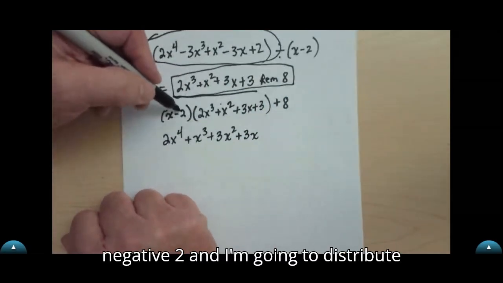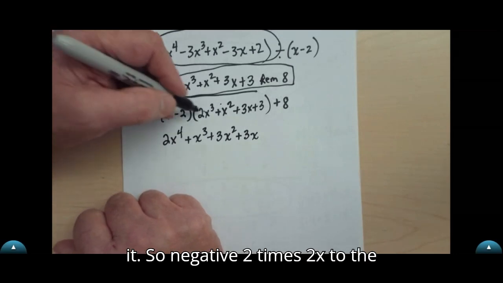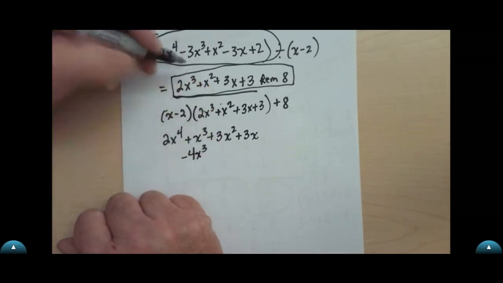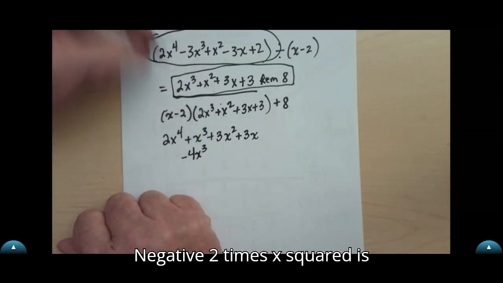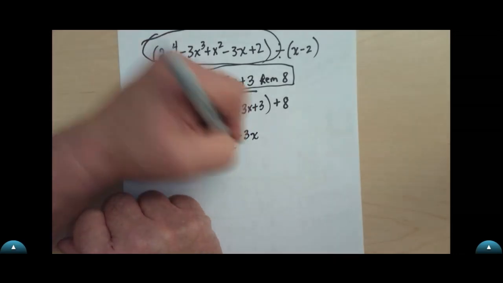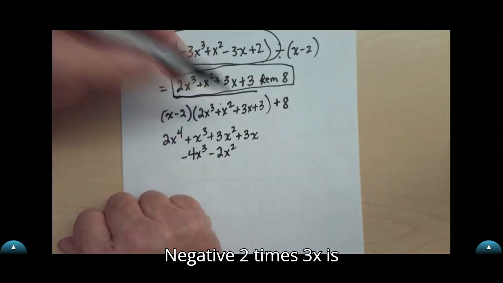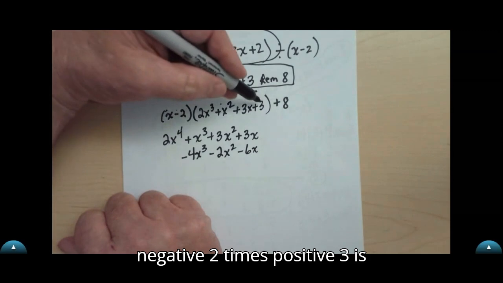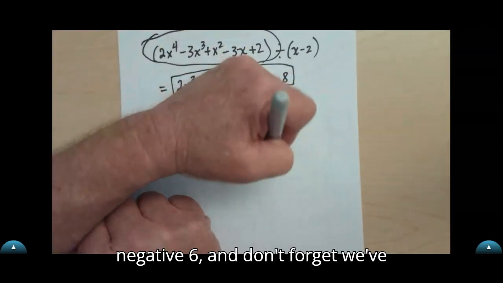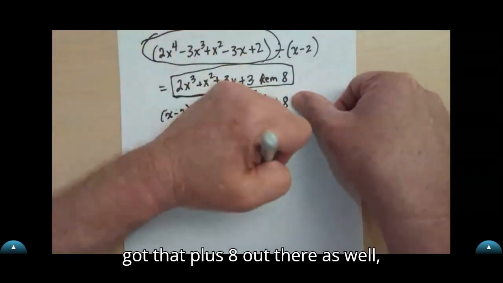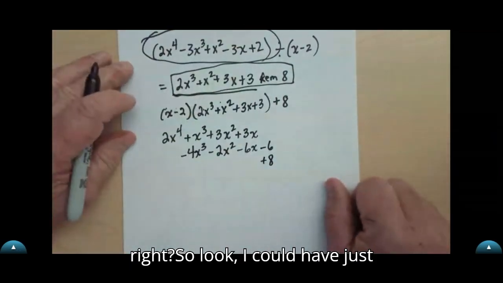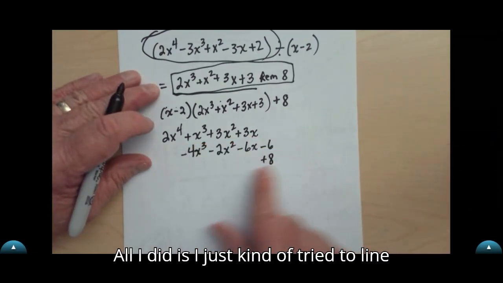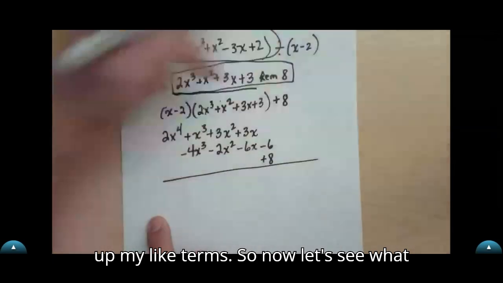Now I'm going to move over to this -2 and distribute it. -2 times 2x to the third is -4x to the third. -2 times x squared is -2x squared. -2 times 3x is -6x. -2 times positive 3 is -6. And don't forget, we've got that plus 8 out there as well, right? So look, I could have just multiplied that all in one long line. All I did is try to line up my like terms. So now let's see what the answer is.